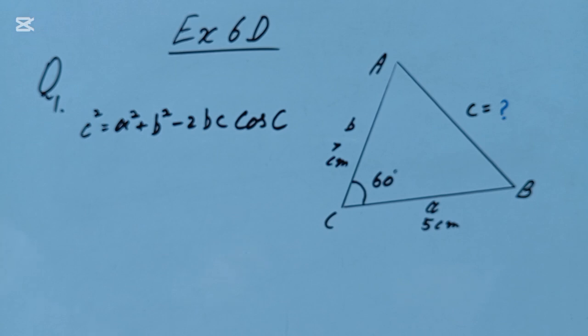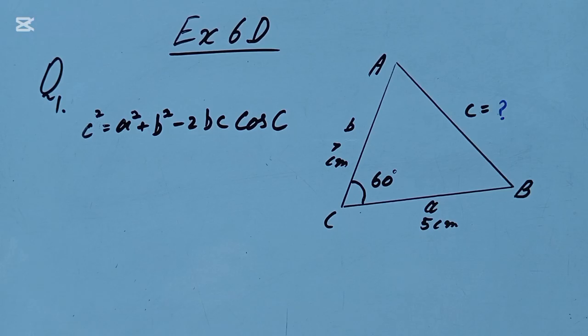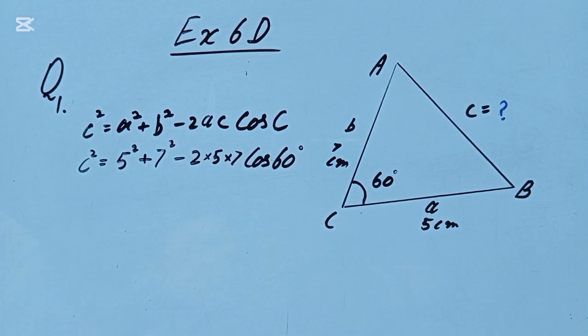So cosine rule works here as c square equal to a square plus b square minus 2ab into cosine of C. To find out the side c, when the angle C and both arms of this angle C are given, it is c square equal to a square plus b square minus 2ab into cosine of the angle C.